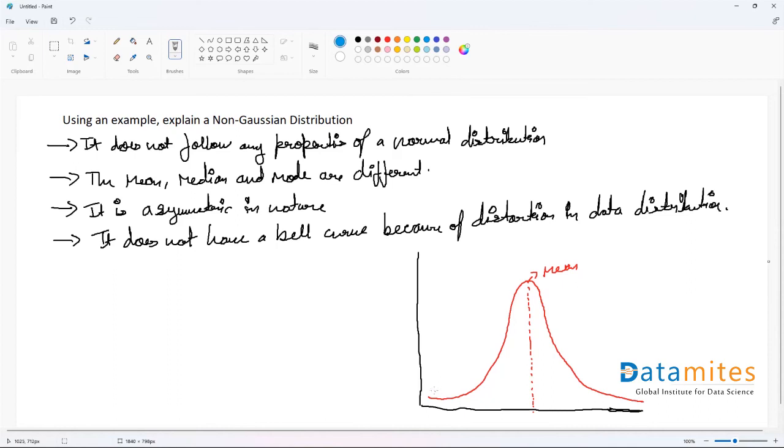So obviously a non-Gaussian distribution does not have a bell curve. So it will have some sort of distortion. So obviously it's not a bell curve, right? And it's skewed. It has skewness, or we call it distortion in the data. So the blue line represents a non-Gaussian distribution and the red line represents a normal distribution. So this is how a non-Gaussian distribution is different from a normal distribution.